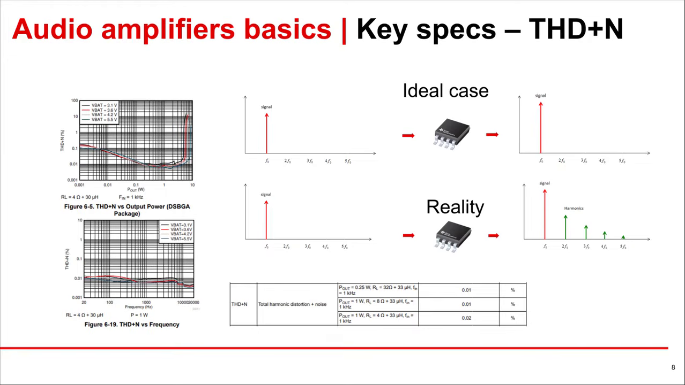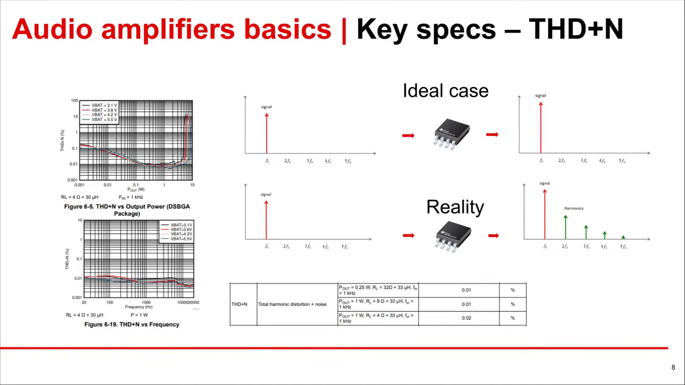Total harmonic distortion plus noise, or THD plus N, is the final key spec we will discuss in this video. Ideally, the output of an audio amplifier would be an exact replica of the input signal with some scaling factor. However, in reality, all amplifiers will add a certain amount of noise and harmonic distortion to the amplified signal. THD plus N describes the ratio of signal to noise and distortion in the output of that amplifier. This ratio is given in either a percent or a decibel value.